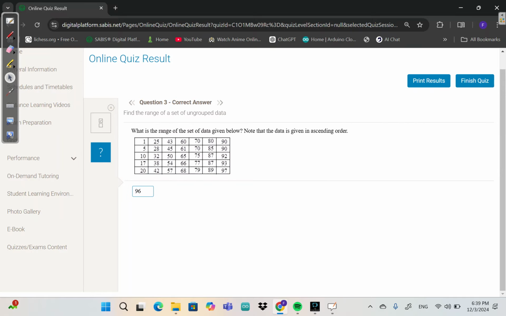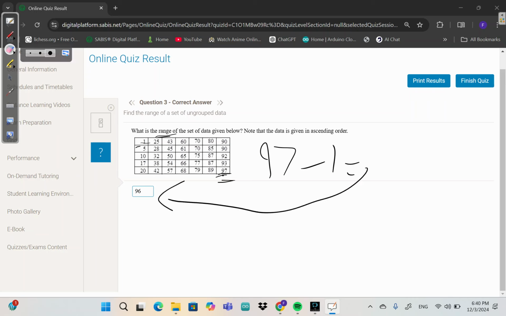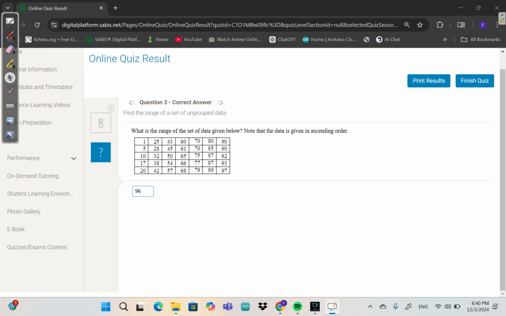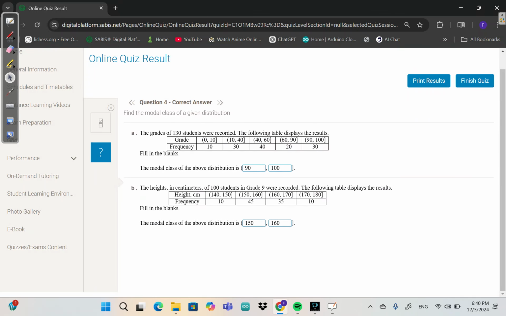Okay, on to the next question. Now for the range of a set of data, the range is just the largest number minus the smallest number. So here we have 97, which is our largest, minus 1, which will give you 96, and that's our answer. On to the next question.